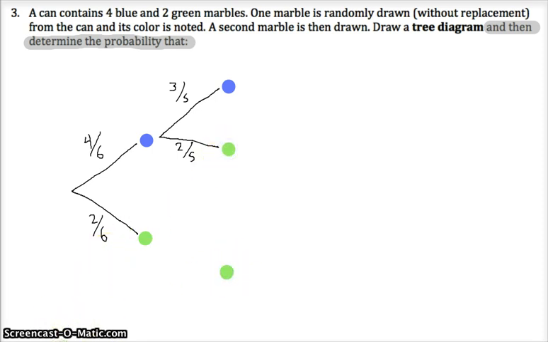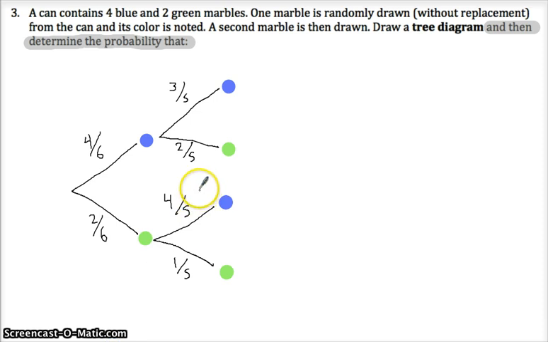I'm gonna want that green dot there. If we pick a green first, we're gonna have in the 5 marble can, there's only gonna be 1 green, but there's still gonna be 4 blues. All right, does this make sense now? I should have done all this before I start talking to you guys.